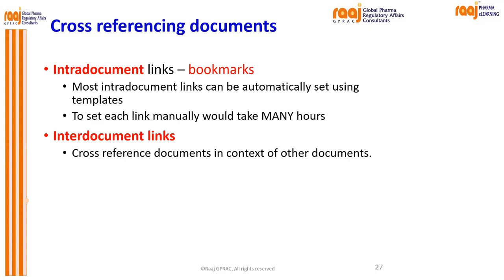Then inter-document links cross-reference a document in the context of other documents. Say for example, you are referring to a stability report given in the 3.2.P.8 section, 8.2 or 8.3, and in that report you say that the cumulative data is compiled and the results are given in the stability report, but for specification you have to refer to the P5 section. And suppose in that section you are attaching the specification, like 3.2.P.5.1. So you have to hyperlink that 3.2.P.5.1 to our P8.3 section.